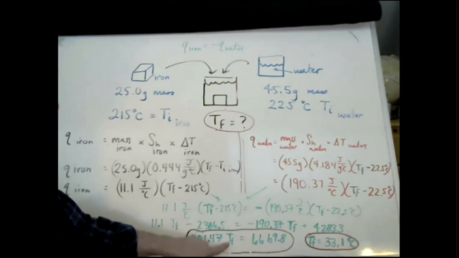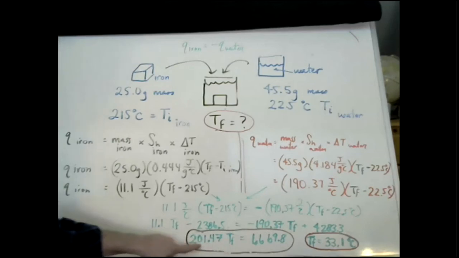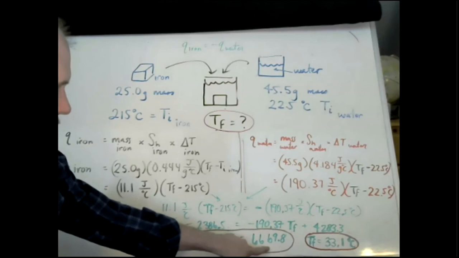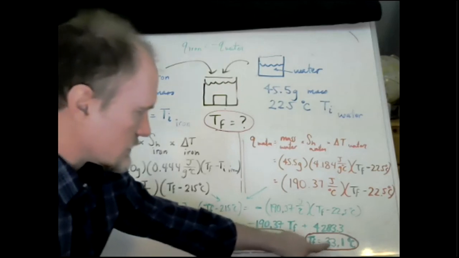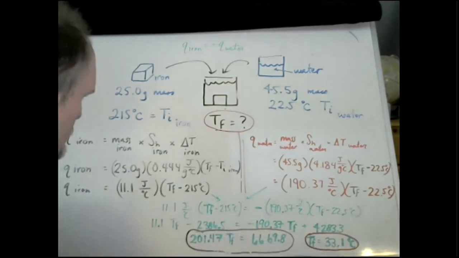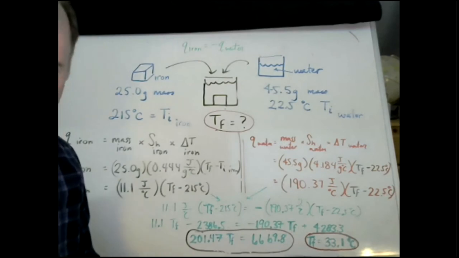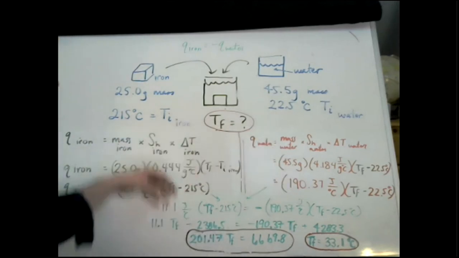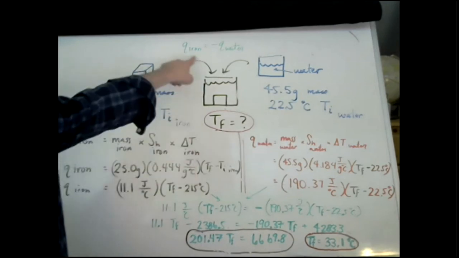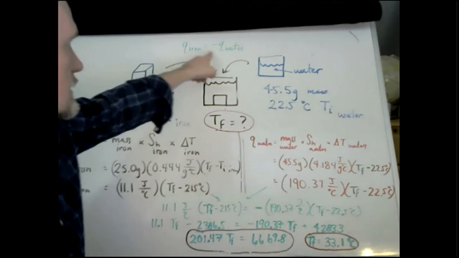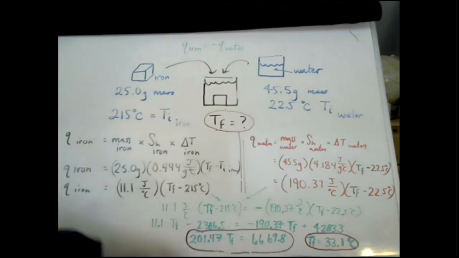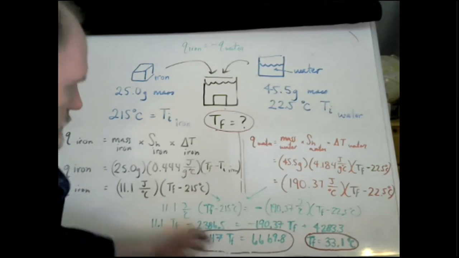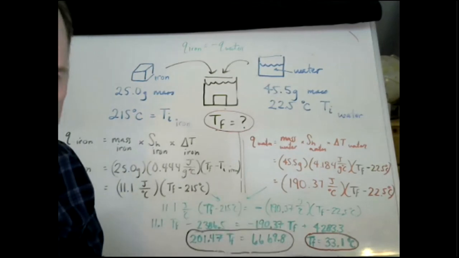So how do we do that? To get T final alone by itself, I divide both sides by 201.47. And when I do that, I get T final equals 33.1. So there you go. That's how we do this. Again, this is a more complex calorimetry problem because you have to do two different calculations, set them equal to each other using our Q of the system equals a negative Q of the surroundings, and then do some really clunky algebra, but eventually get the correct answer, right?